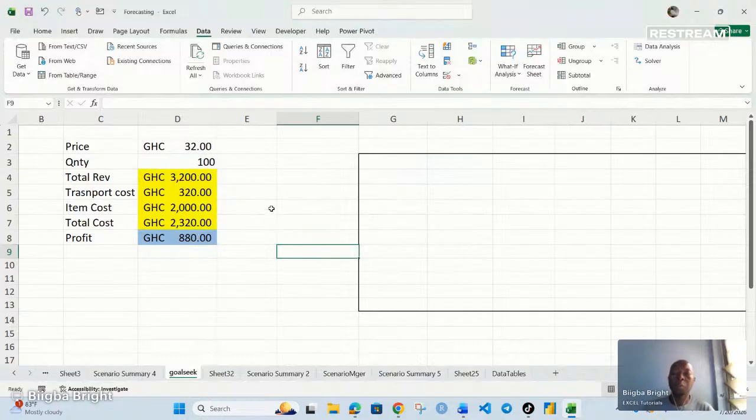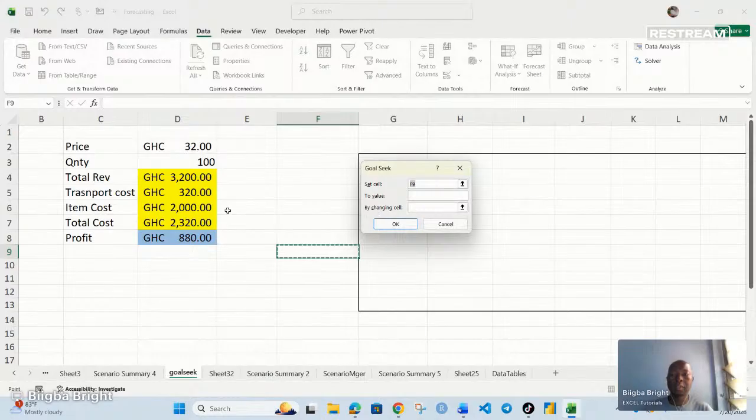Now, here is what I want you to pay attention to. In goal seek analysis, one thing you need to know is that the set cell, the cell that you are setting, must be a cell that you used a formula to calculate. That's one principle you need to know. If I am setting this particular cell, you should know that it was a formula I used to obtain it.